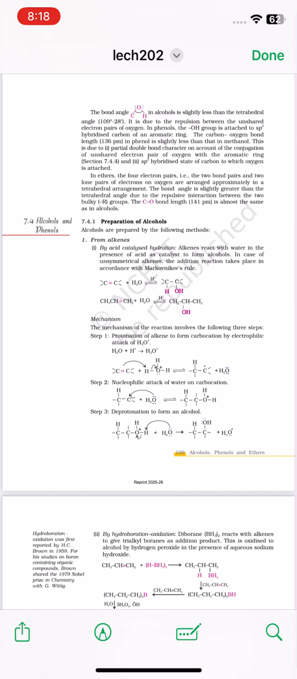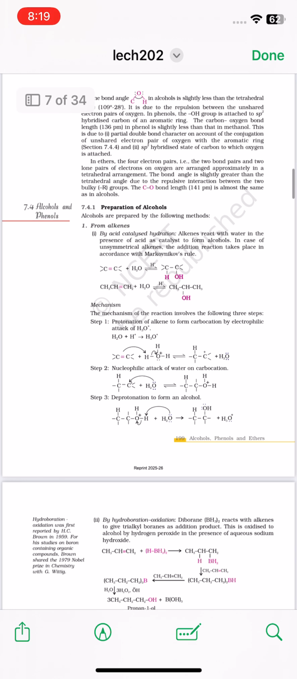In ethers, the 4 electron pairs, i.e. 2 bond pairs and 2 lone pairs of electrons on oxygen, are arranged approximately in a tetrahedral arrangement. The oxygen bond angle is slightly greater than the tetrahedral angle due to the repulsive interaction between the two bulky R groups. The C-O bond length, 141 picometer, is almost the same as in alcohols.